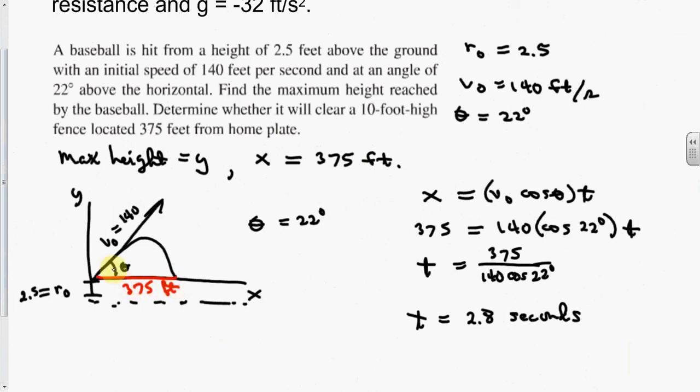So in 375 feet, this baseball goes from the initial point and then it comes back down here, and it does that in a total time of 2.8 seconds. But I need the time when it's here. That's that total height. Because it says find the maximum height reached by the baseball.